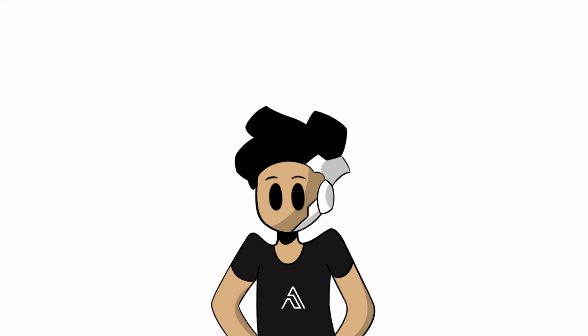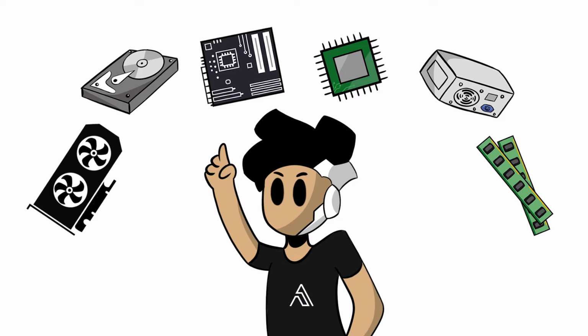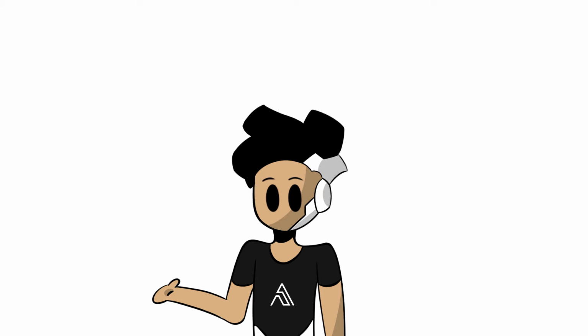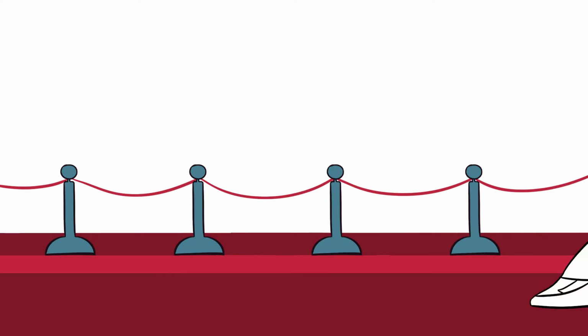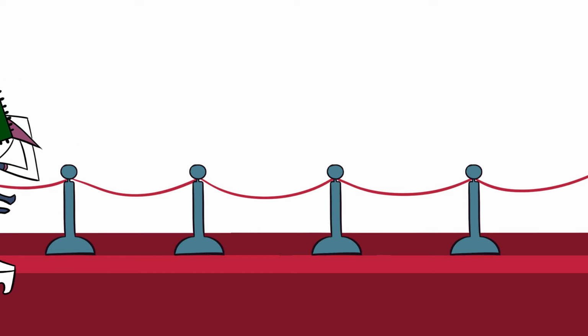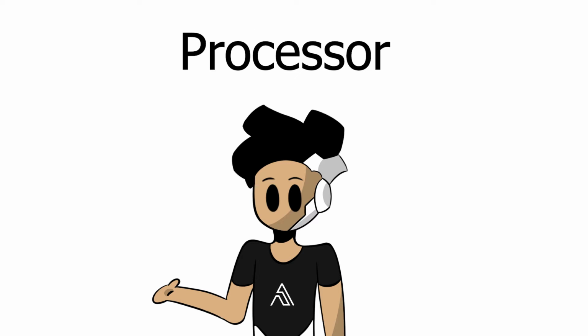Today, we'll look at the main parts of a PC and see what they do. So, without further ado, let's get into it. Let's start with the most famous component, the CPU, which stands for Central Processing Unit, also known as a processor.